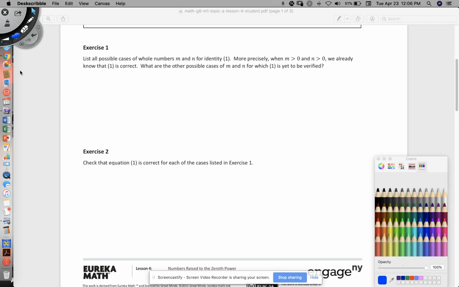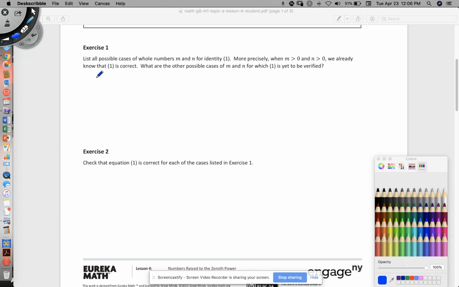List all the possible cases of whole numbers m and n for identity 1, more precisely when m is greater than 0 or n is greater than 0. So we have to pick numbers that are not negatives and they have to be higher than 0. We already know that 1 is correct. What are the other possible cases for m and n for which 1 is yet to be verified?